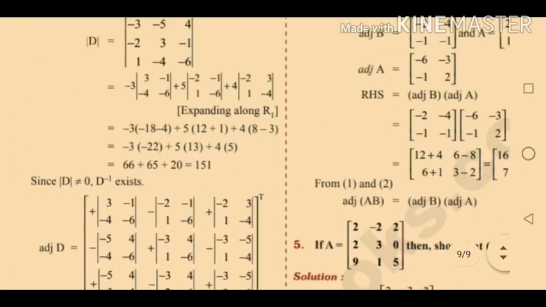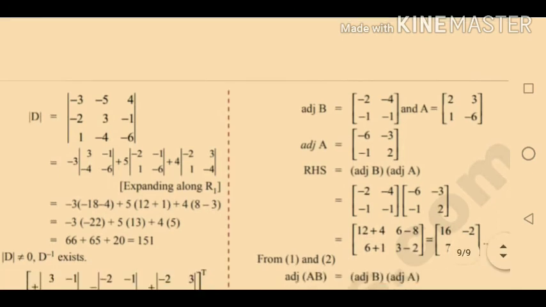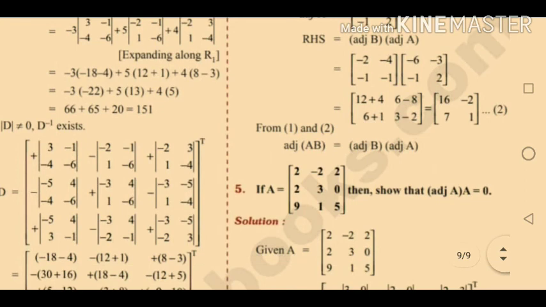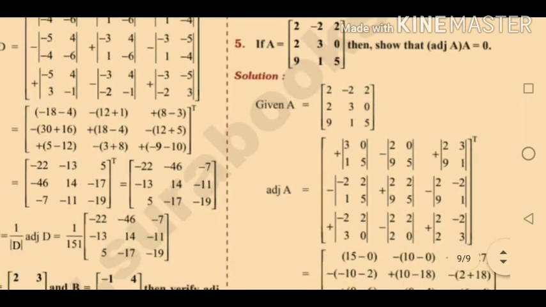Then adjoint of B equal to minus 2 minus 4 minus 1 minus 1. Then A is given. So now change the main diagonal, 2 minus 6 is changed. Then change the sign of the off diagonal, that is 3 1 becomes minus 3 and minus 1. Now multiply adjoint of B and adjoint of A. If you multiply, you are getting 16 minus 2 7 1. So both the answers are equal, therefore hence proved adjoint of AB equal to adjoint of B into adjoint of A.